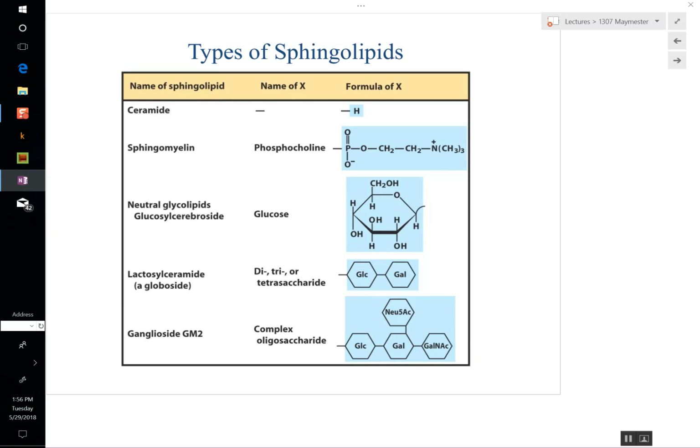They're saying if X is hydrogen, it's a ceramide. If it is this phosphocholine, it's sphingomyelin. If it's glucose, it's a glycolipid. Here's a lactoceramide, ganglioside, etc.